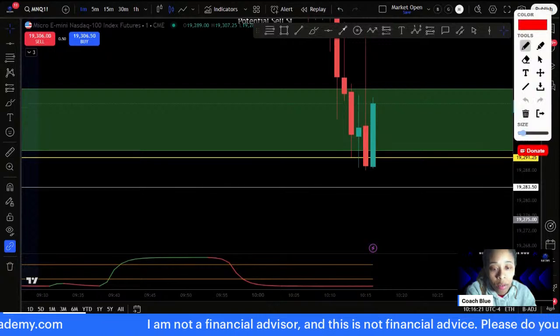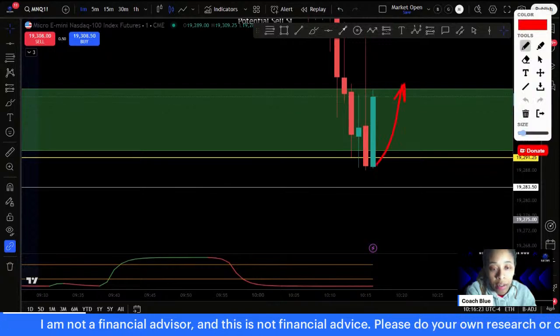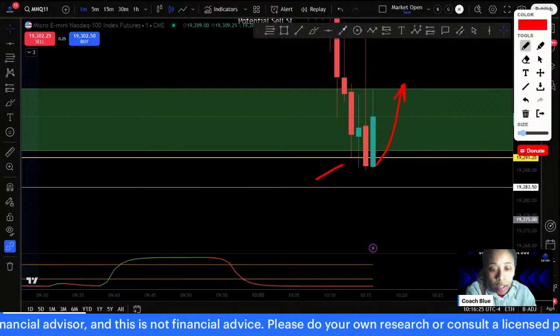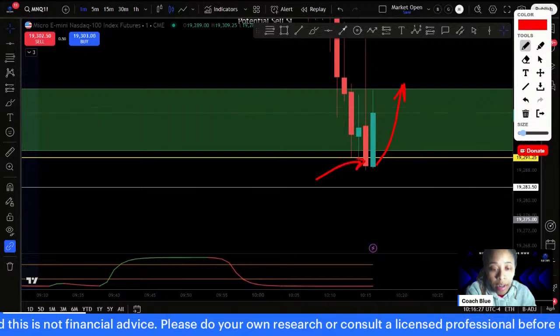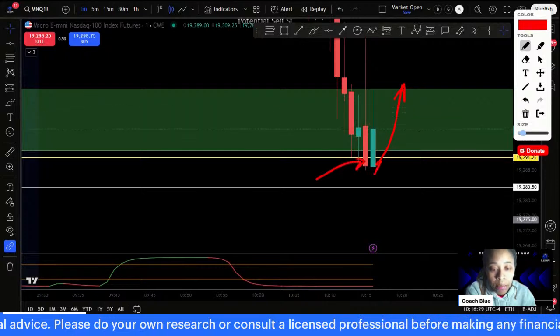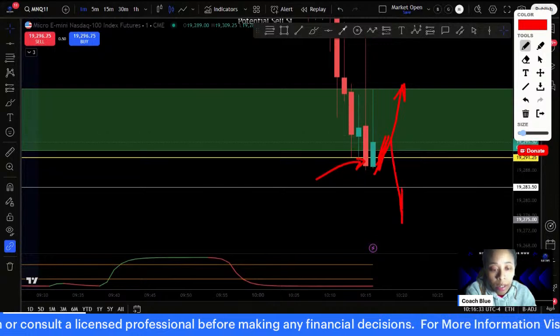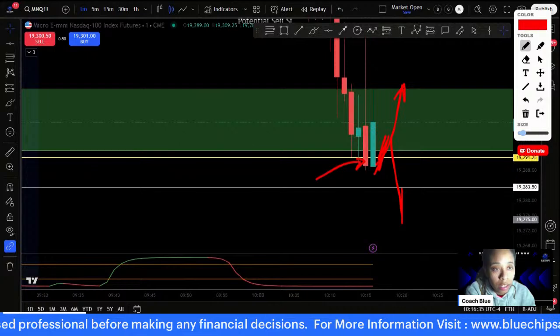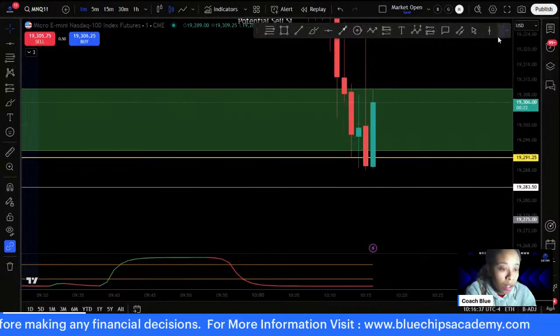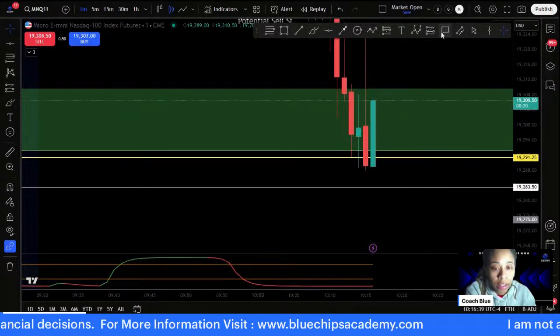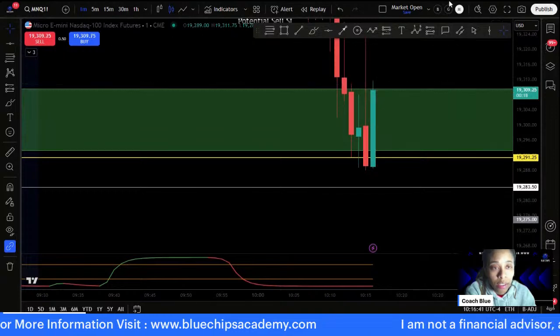If the candle closes back into the channel, remember we talked about this. So here's our break here, right? Our pullback should be around this area here, and then we get a continuation here. But let's see how it closes. Let's see how it closes. We have 22 seconds left on this candle right here. Very interesting.